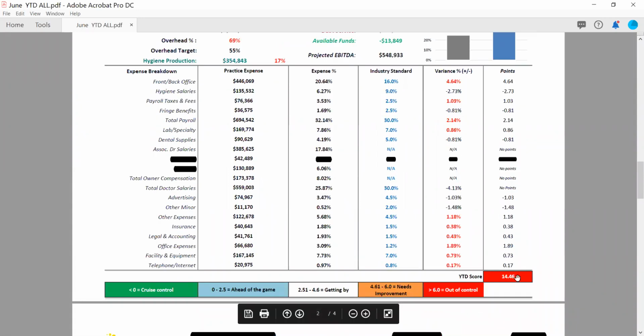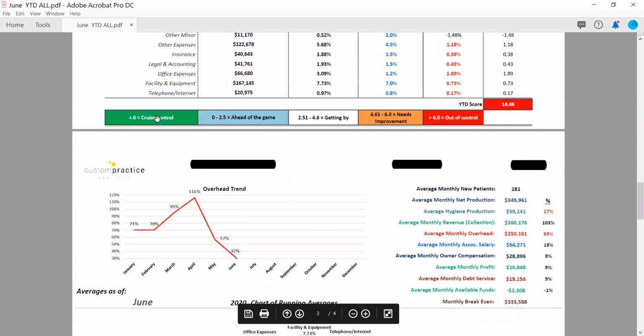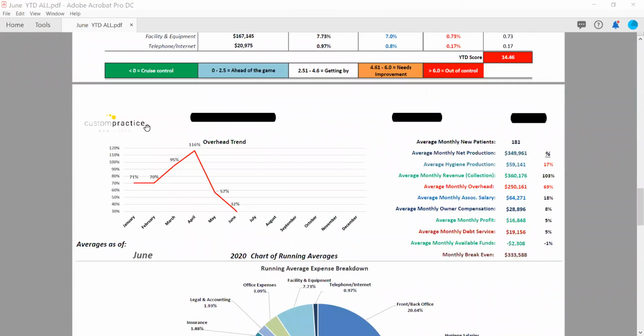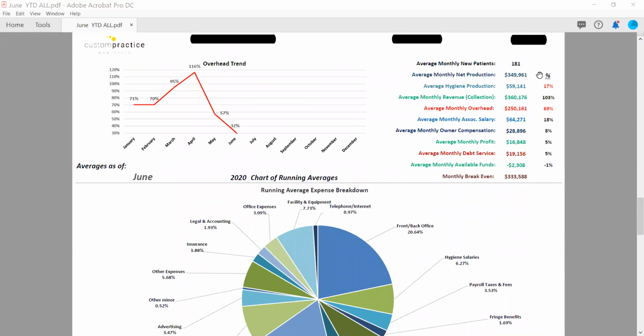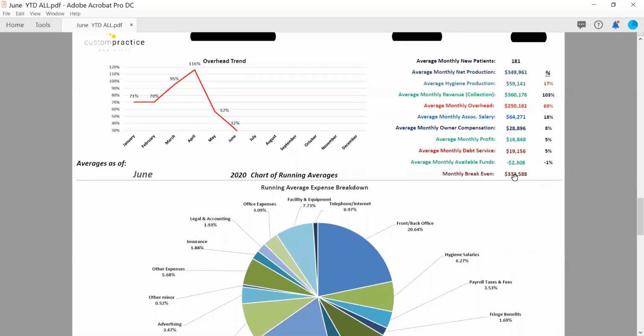That's EBITDA. You guys know the score system. Like golf, lower the better. This is basically A, B, C, D, F, if you want to look at it that way. Again, I think we all know that. The next report, I like to look at a few things, starting with the top right. Those are all monthly averages through the year, numbers and percentages, so on and so forth. Monthly break even. We all know of the MBE, but I'll revisit that. It is exactly the overhead plus associate plus debt service. That basically comprises that $333,000 you guys are seeing there.